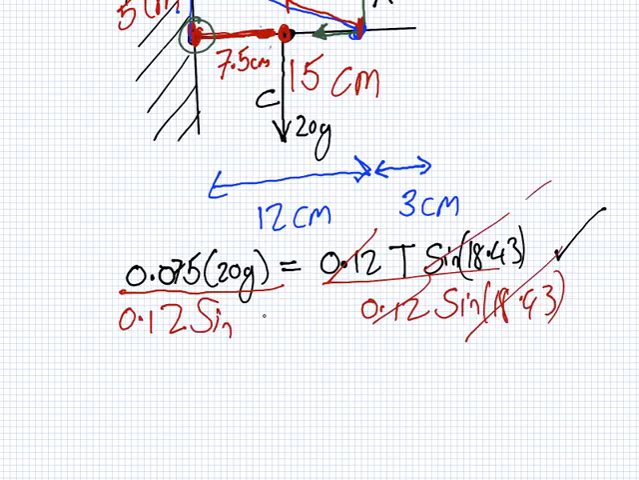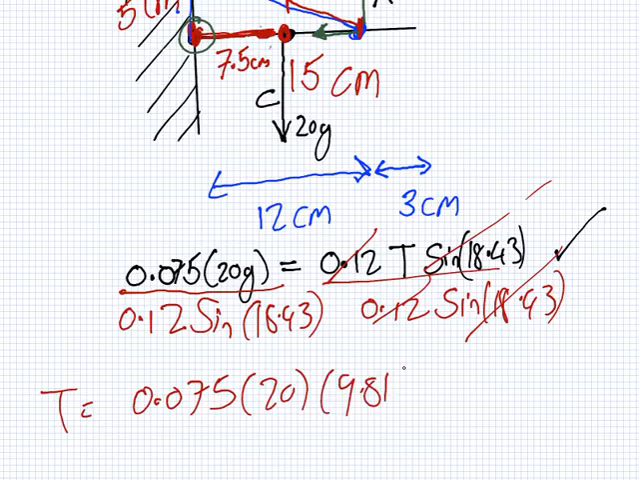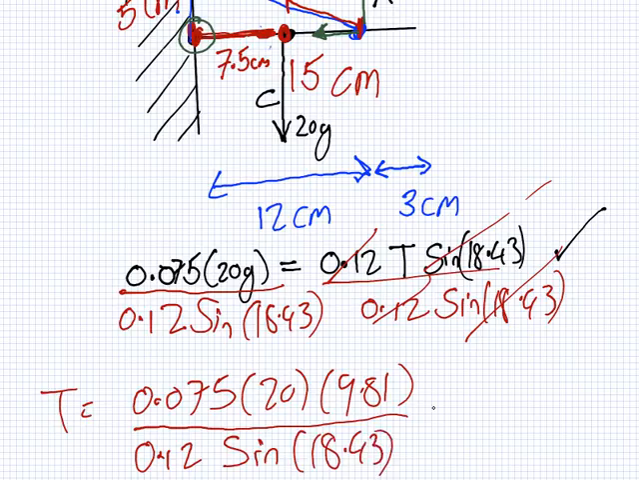So I get T equals 0.075 times 20 times 9.81 over 0.12 sine 18.43, and we get 387.87. 387.9, so 388. Okay.